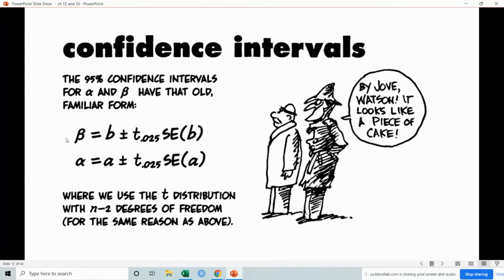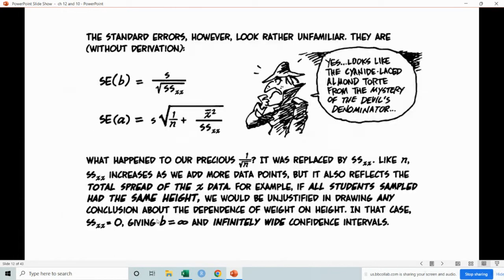And you can do that for both the coefficient for x, which would be what the betas are. Here, this particular book uses alpha, but it could be beta 0 for the intercept. So this is where we use the t-distribution with n minus 2 degrees of freedom when we're looking it up. But a lot of these values will be printed out from using software. So we're going to focus more on how to interpret information from a printout. All right, so the standard errors, however, look rather unfamiliar.